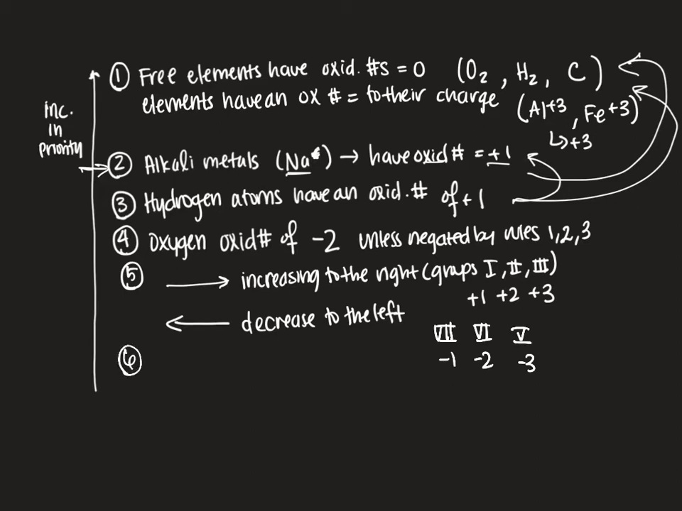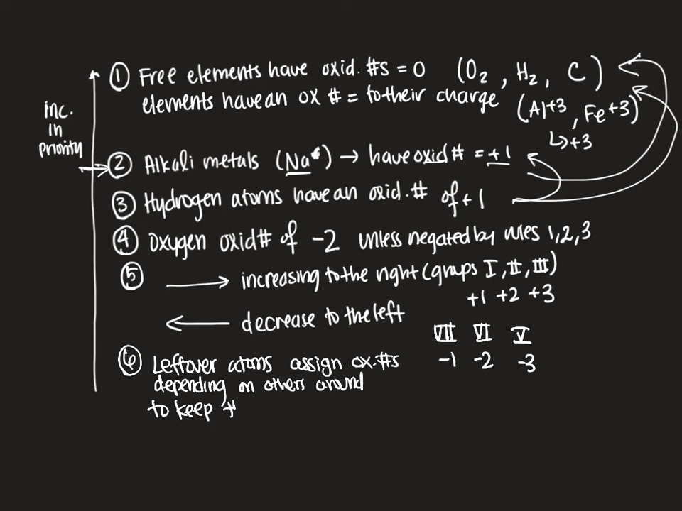And the last rule is anything that's left over. Any leftover atoms, you're going to assign oxidation numbers depending on the others around them. So we look at all the other rules first, and then use whatever's left over to assign the oxidation number. Basically the bottom line is to keep the charge on the compound.